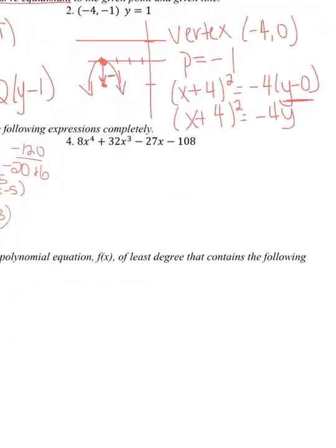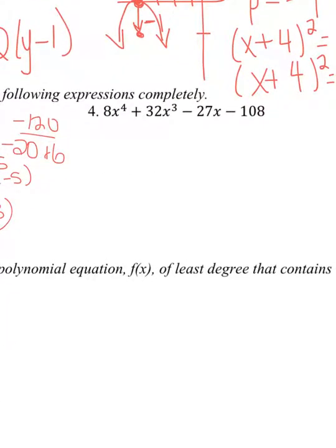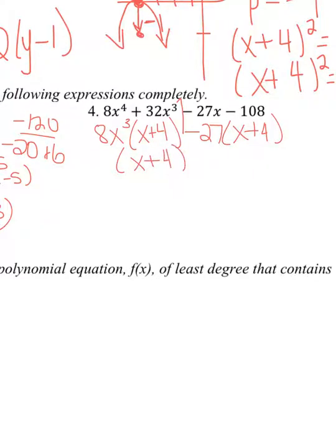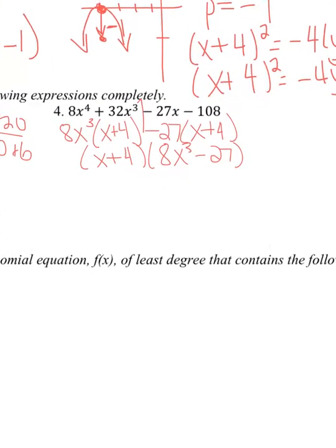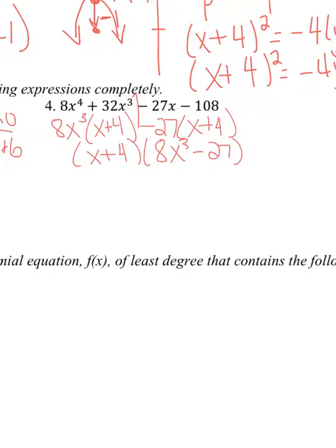Number 4, I have 4 terms. There's no GCF here, so right away I go into, okay, how do I factor 4 terms? I do that by grouping, so I split this down the middle. Here I'm going to take out 8x to the third, and I'm left with x plus 4. On the other side, I take out a negative 27, and I'm left with x plus 4. So x plus 4 comes out, and I'm left with 8x to the third minus 27. There's nothing else I can do with the x plus 4, but the 8x to the third minus 27, that's a binomial. I can only do either dots or cubes, so that's SOAP.